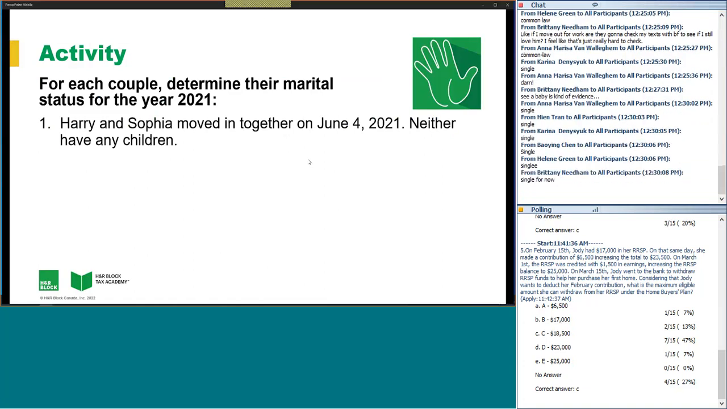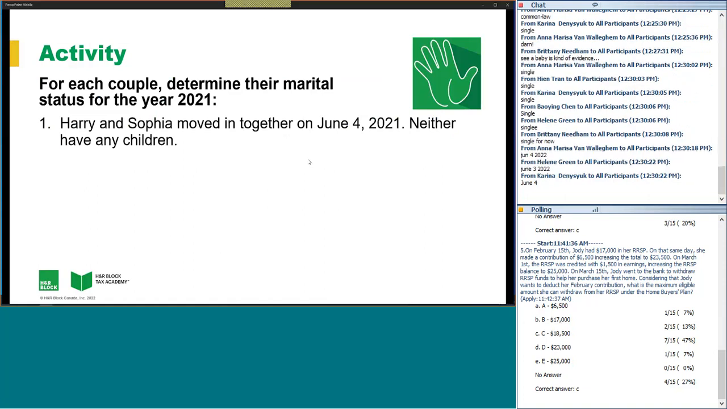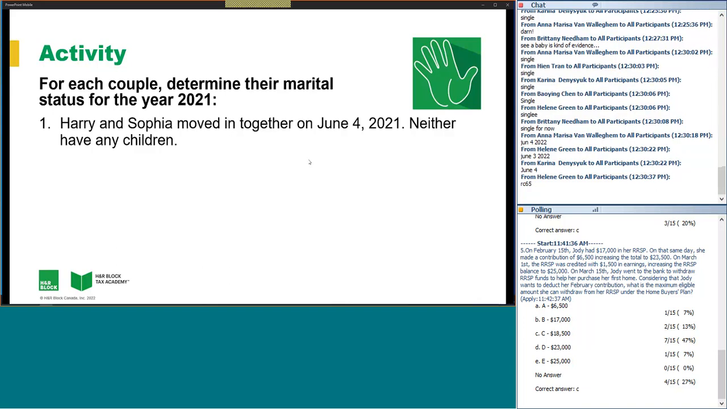Okay, lots of people are saying single. I agree with you. What date? Excellent, Brittany. What date will they become common law? Assuming they stay together. June 4th, 2022. Very nice. On June 4th, 2022, what form do they need to file with the government to tell the government that their marital status has changed? Someone who has read the book, because I haven't mentioned it yet. Excellent. It is an RC65.